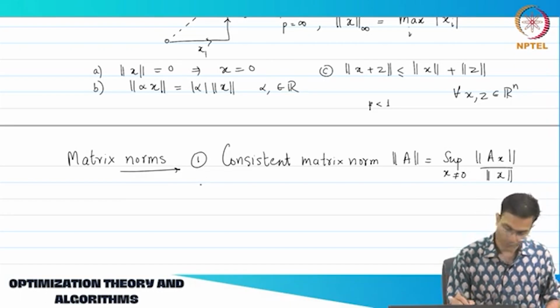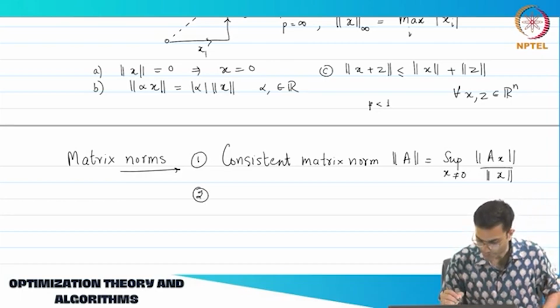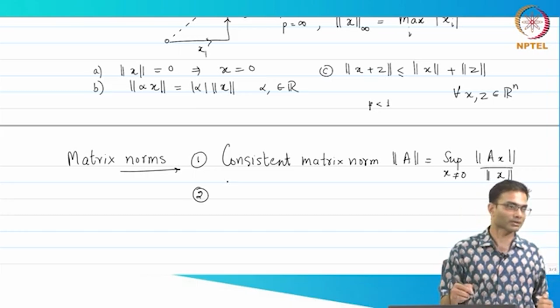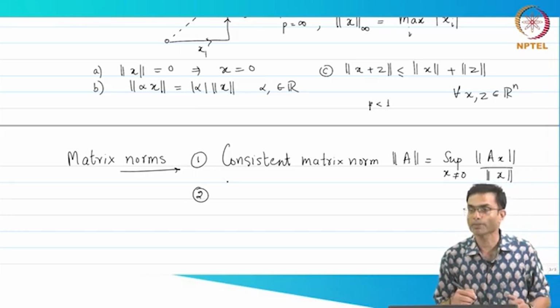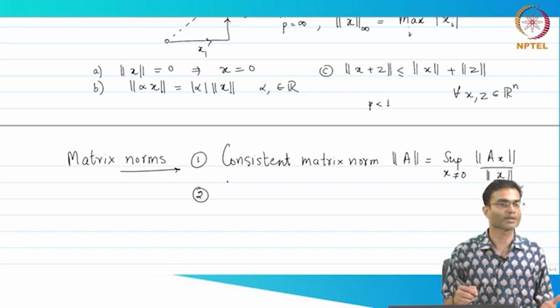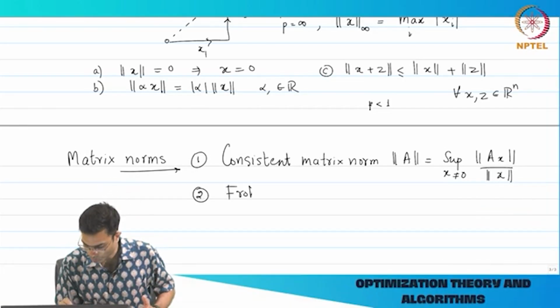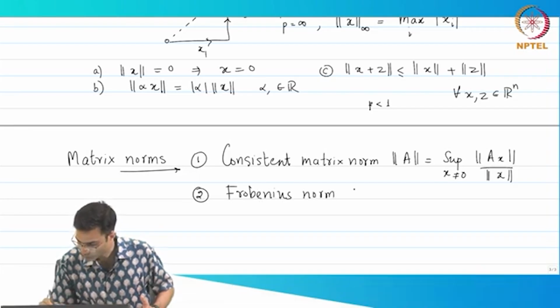Now the other type of norm is, I'll give you an example of a norm which is not a consistent matrix norm, but is used all over the place. It's called the Frobenius norm of a matrix. Many of you may have heard of this. So the Frobenius norm is denoted with an F.